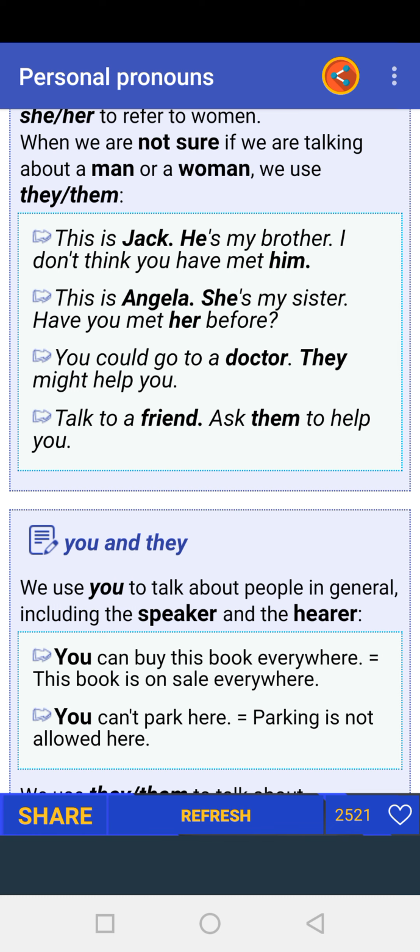Talk to a friend. Ask them to help you. Here too, we don't know the gender of this friend, if she's a woman or a man, so we should use them. So they and them are used when we don't know the gender, woman or man. But in case we know the gender, we use he, him for masculine form for men, and she, her for women.